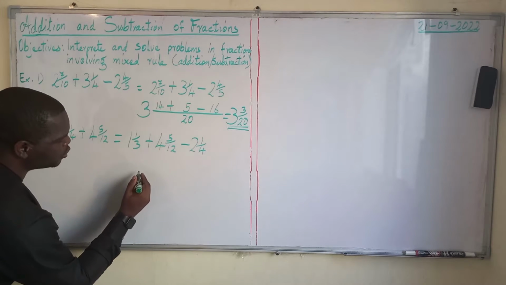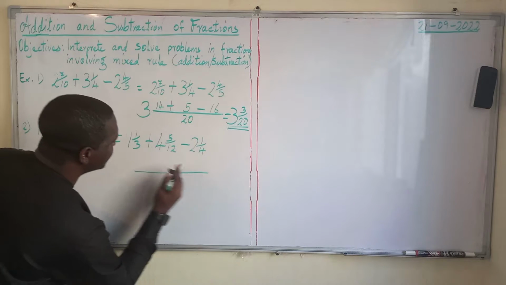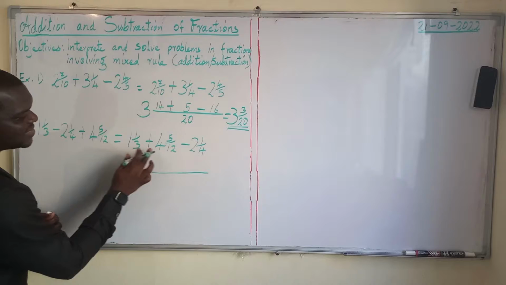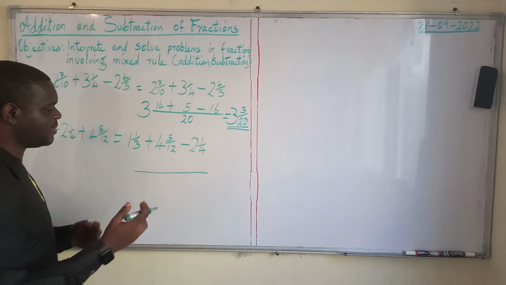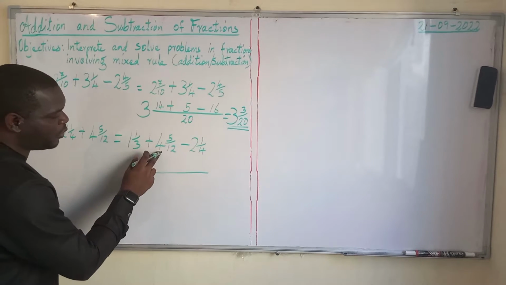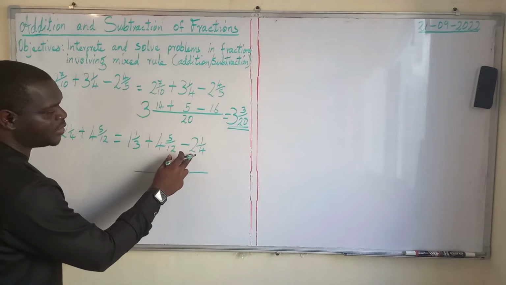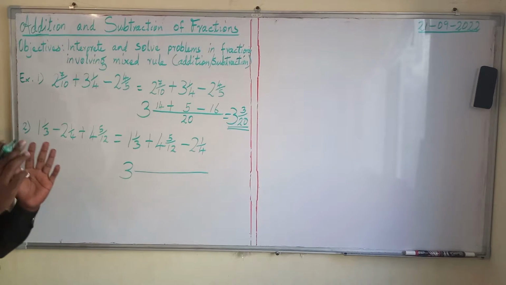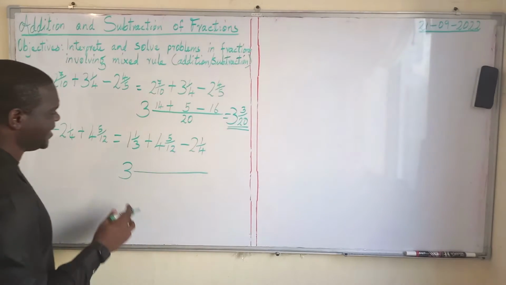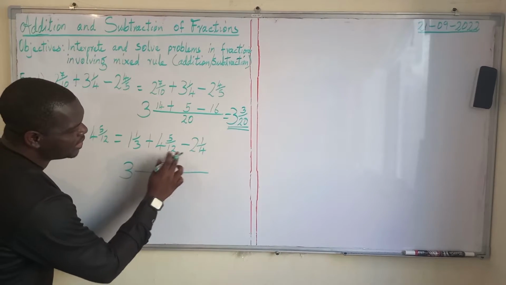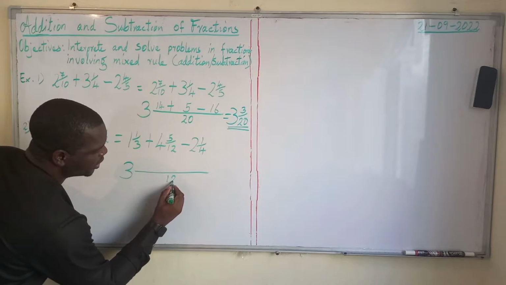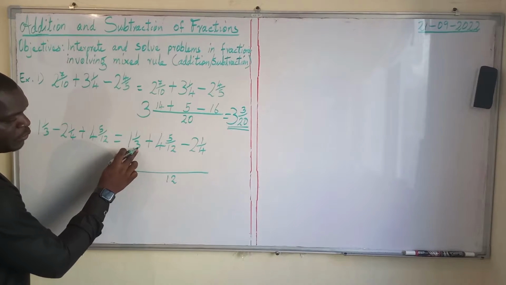And here we know what to do, that is to find the LCM because the denominators are different. But before we do that, we always have to handle the whole numbers first. 1 plus 4 is 5, and 5 take away 2 is 3. It coincides that we have 3, but it will not always be 3. Then we find the LCM of 3, 12, and 4, and of course it is 12. 12 divided by 3 is 4. 4 times 1 is 4.